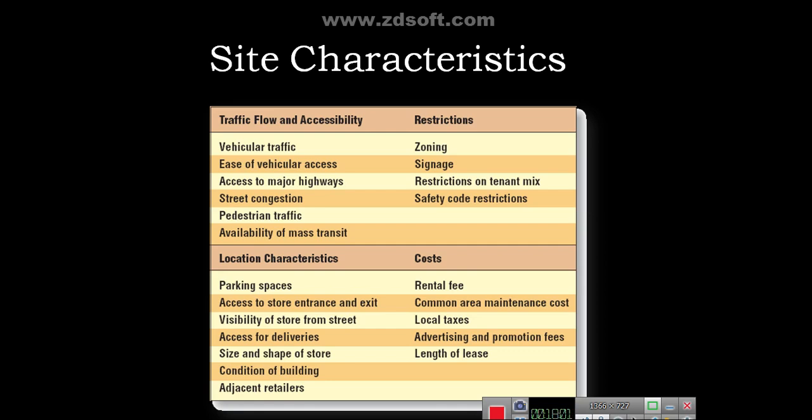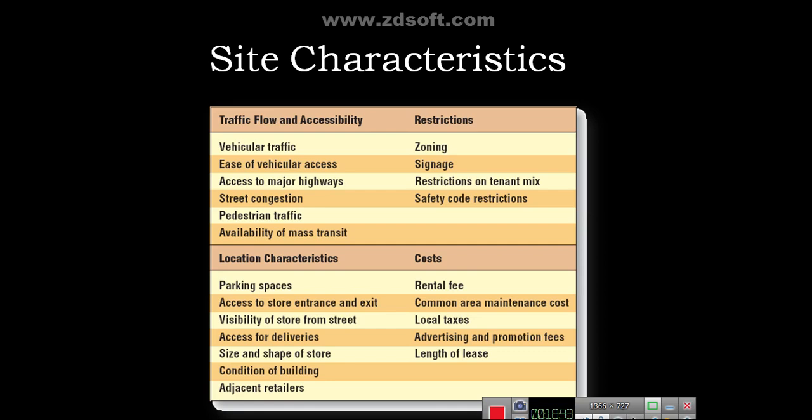Visibility of the store from the street is very important. Any of you who want to start a store, please remember, if your store is not easily visible from the street, customers will simply not get into your store. Access to delivery, size and shape of the store, conditions of the building, adjacent retailers: all these are location characteristics and matter. When all these factors are positive, they draw a lot of customers into that area, and your store also will benefit. Then costs, like a rental fee, if the site or store is taken on a rental basis.